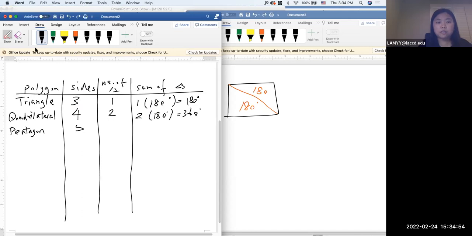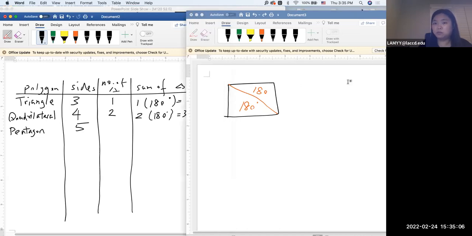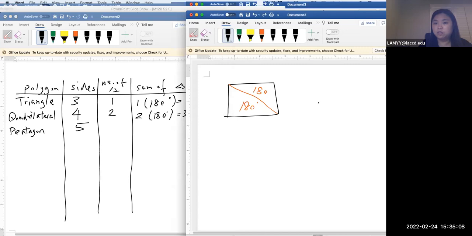Okay, 5 sides. How many triangles? Let me see if I can do it here. 1, 2, 3, 4, 5. Yeah. How many triangles do we have? So 1, 2, 3, 4, 5.